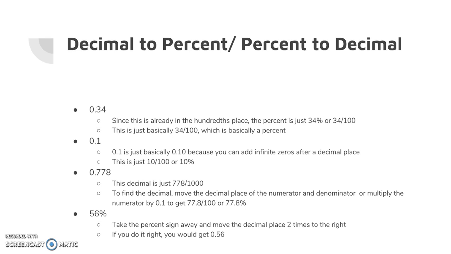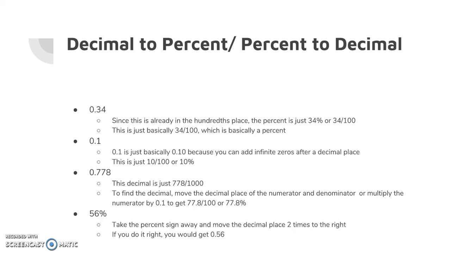0.778. This is kind of more tricky because if you make it a fraction, it becomes 778 over 1000. However, you can find the percent by moving the decimal place of the numerator and denominator, or multiply the numerator by 0.1 to get 77.8 over 100, or 77.8%.